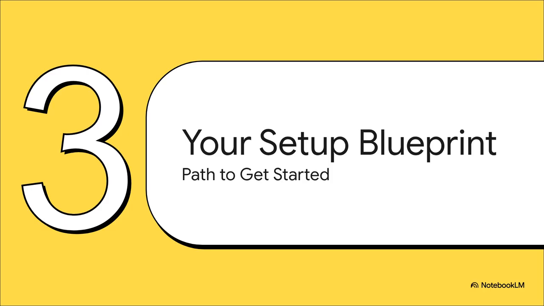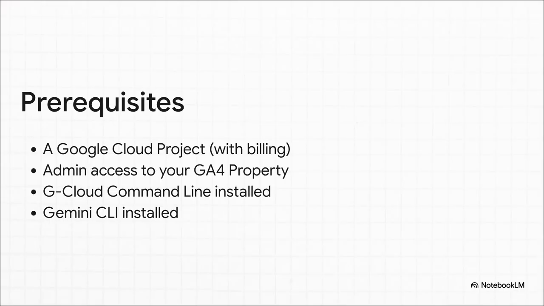Okay, so at this point, you've seen what it can do, you get the basic idea behind it, and now you're probably thinking, all right, this is cool. How do I actually get this up and running for myself? And yeah, there are some technical steps for sure, but the whole process can be broken down into a pretty straightforward blueprint. First things first, let's do a quick check of what you'll need. You've got to have a Google Cloud project with billing turned on. You'll need admin access to your GA4 property, and you need to have the gcloud and Gemini command line tools installed. It's kind of like getting all your ingredients on the counter before you start cooking.